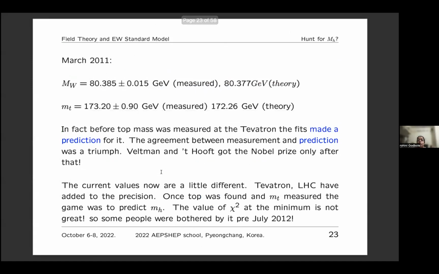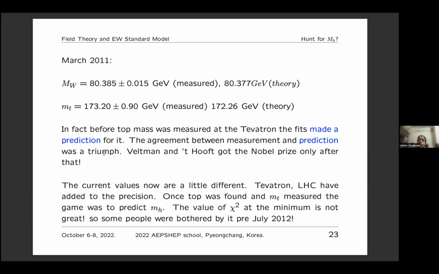So what was the story in March 2011? Let me just show this to you. MW was 80.385 ± 0.015 measured, and 80.377 GeV was the theory. MTOP was 173.20 ± 0.90 measured, and 172.26 was the theory.